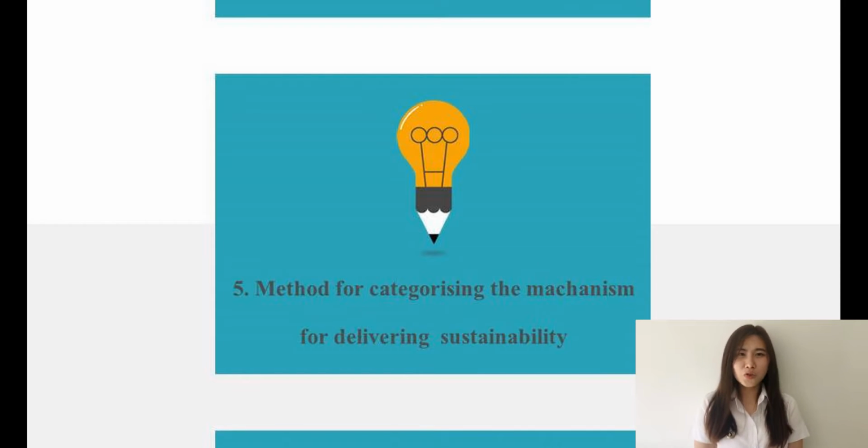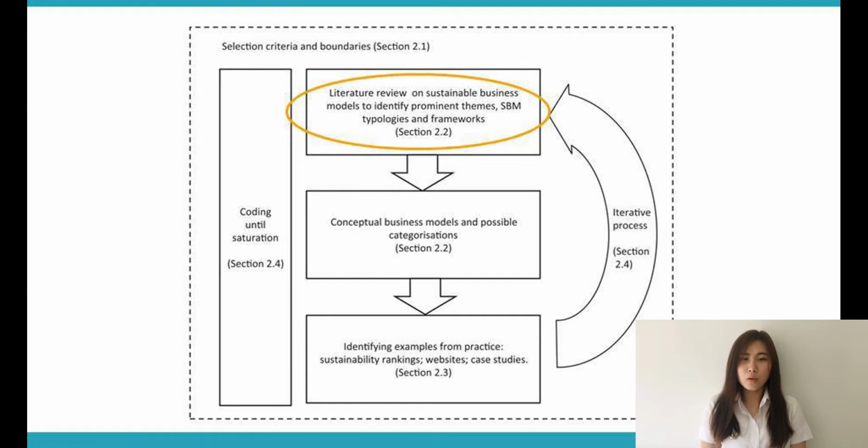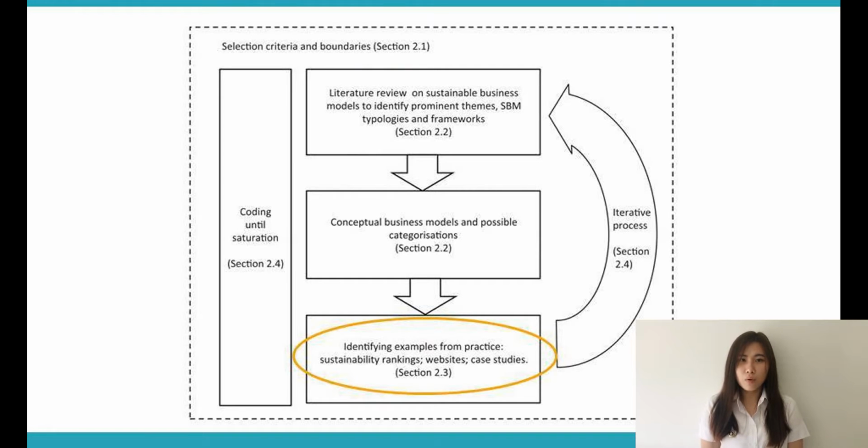I'm going to talk about the method for categorizing the mechanism for delivering sustainability. This section discusses how the sustainable business model archetypes are developed from academic literature and examples in practice. First, criteria for selection and categorization of innovation examples. Second, literature review on sustainable business models to identify prominent themes, SBM typologies, and frameworks, and then conceptual business models and possible categorizations. Third, identifying business model examples from practice.